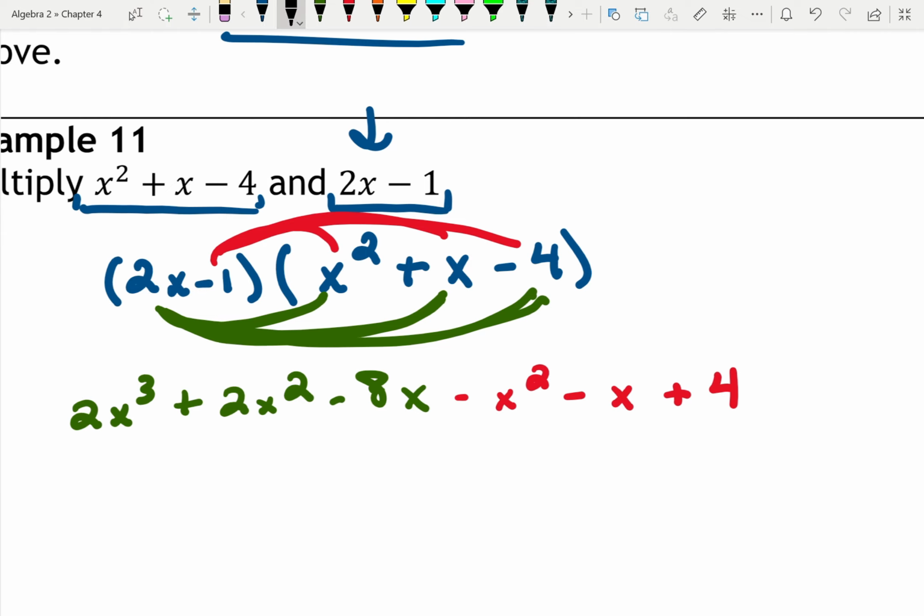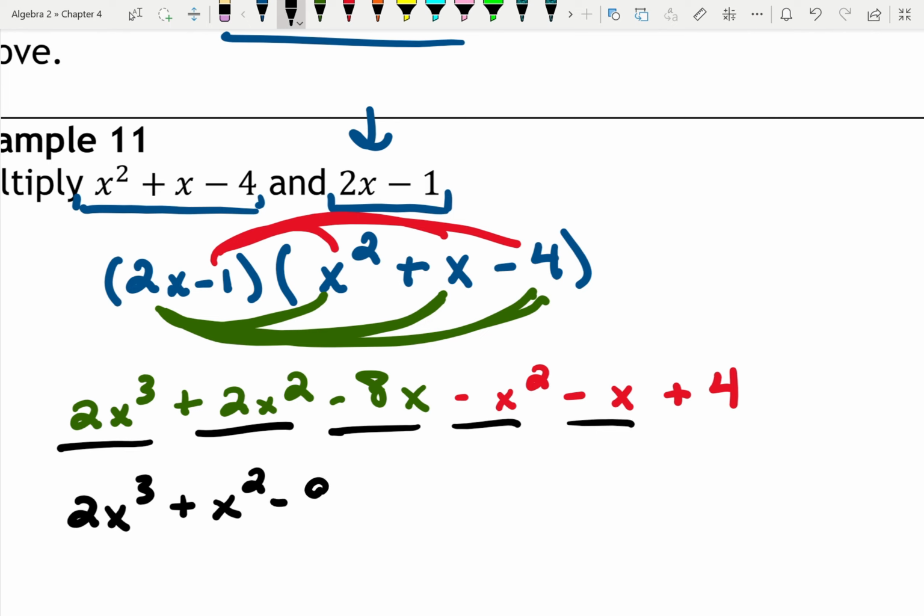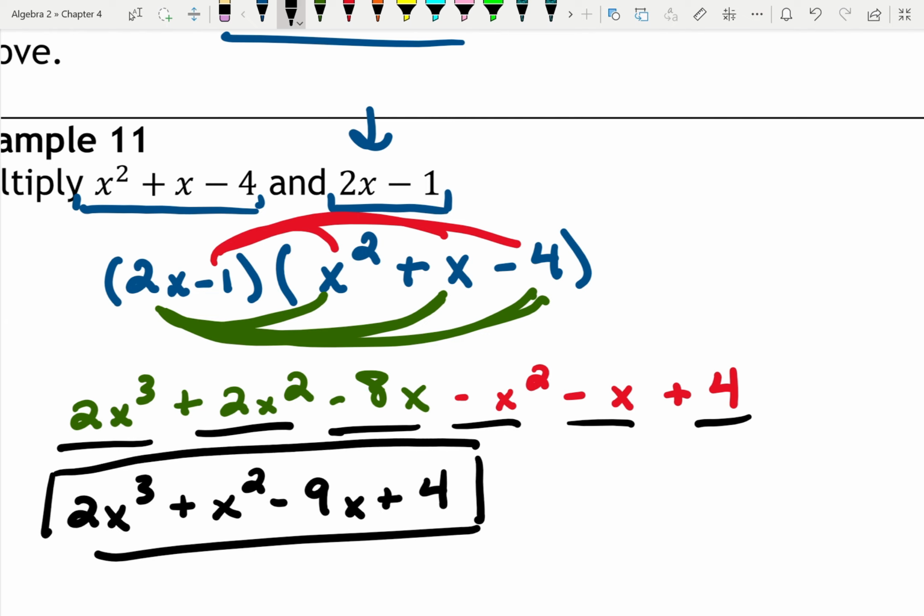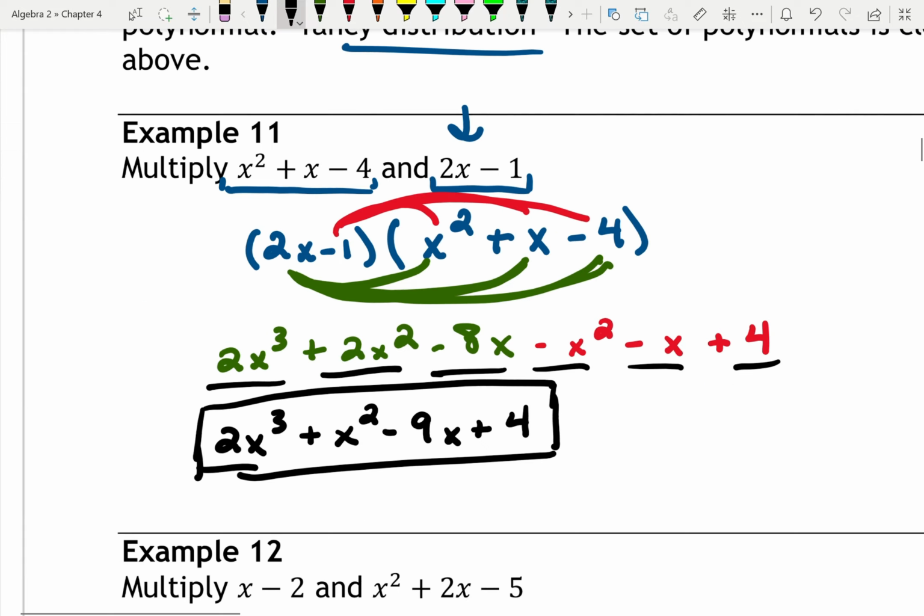So I combine like terms, and again, I look for my biggest exponent first. My biggest exponent right here is a 3, so I'm going to have 2x cubed first. Then I look for my quadratic terms, 2x squared and negative x squared, so it's going to be just a 1x squared. And then my linear terms, negative 8x and negative x gives me the negative 9x. And then lastly, my constant, 4. And there we go. That's multiplying.